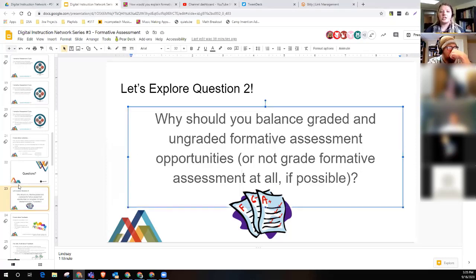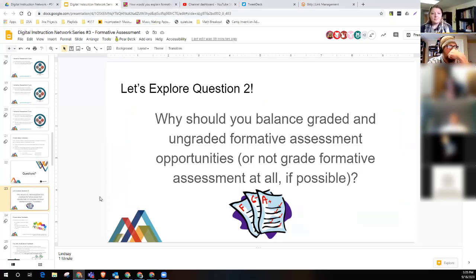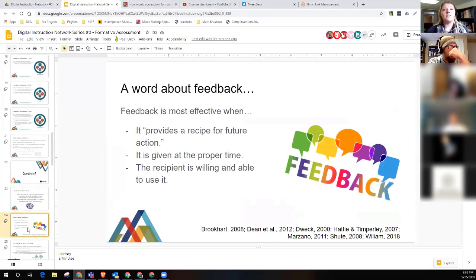So jumping into question 2, I'm going to try and build a case for why I think we should balance graded and ungraded formative assessment, or if possible, not grade formative assessment at all. But I want to start by getting back to what Will was talking about with feedback.